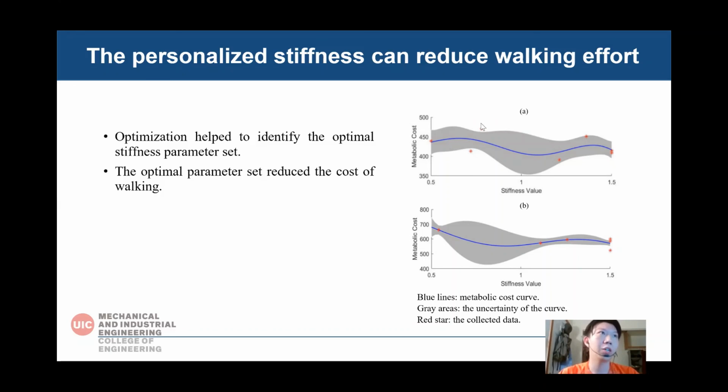So in conclusion, we conducted a pilot study to test the importance of personalized assistance in ankle foot prosthesis with individuals with simulated amputation. We also improved the robustness of our previous ankle foot prosthesis emulators and employed human-in-the-loop optimization to personalize ankle foot prosthesis parameters. The pilot study showed that the optimization really helped to identify the optimal stiffness parameter set, which can really reduce the cost of walking.